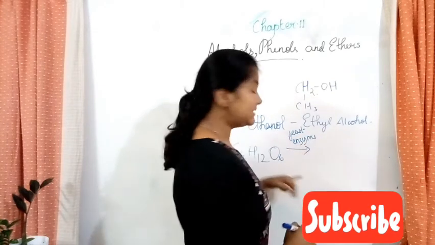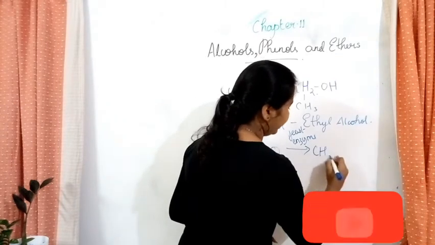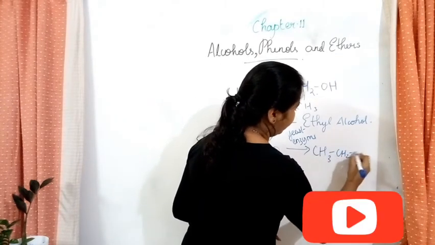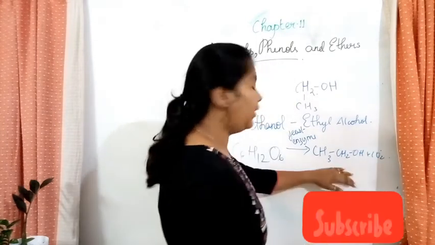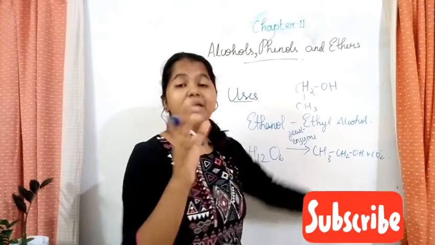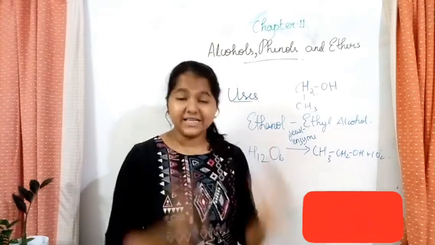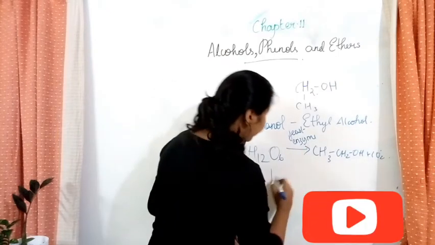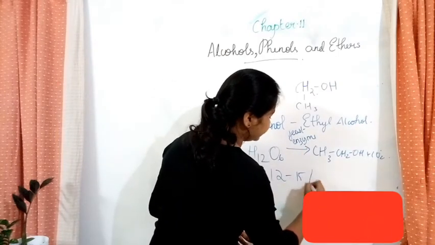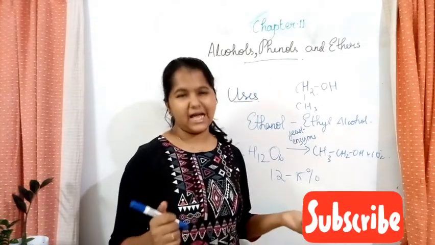And what happens? This gets converted to ethanol and carbon dioxide. So CH3CH2OH plus CO2. So this is how the reaction takes place when you make your alcohol back at home. This is the simple way. And the alcohol prepared this way only has 12 to 15% alcohol.